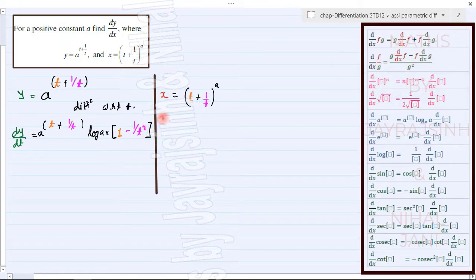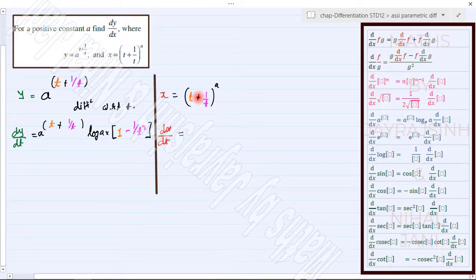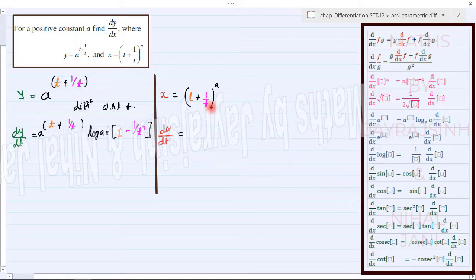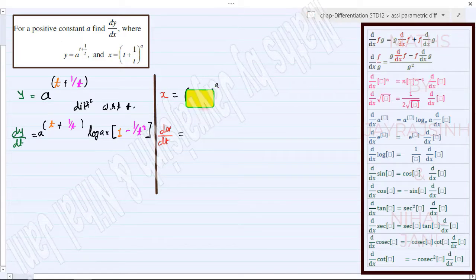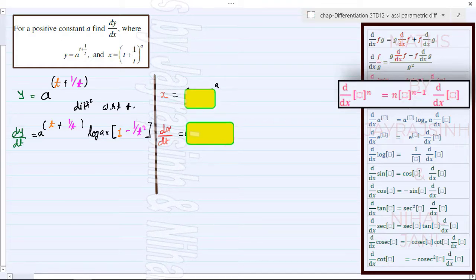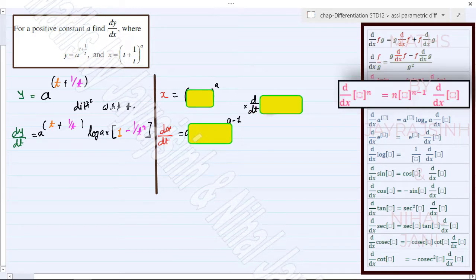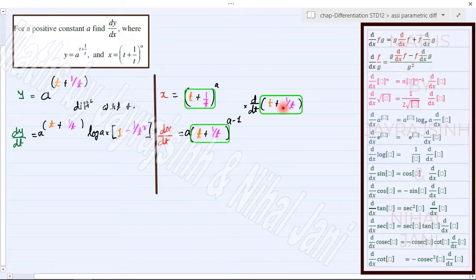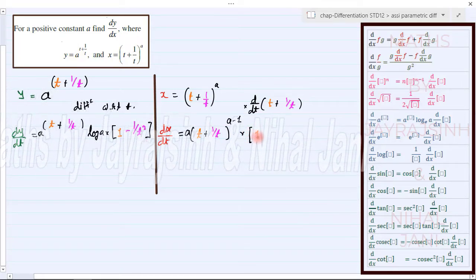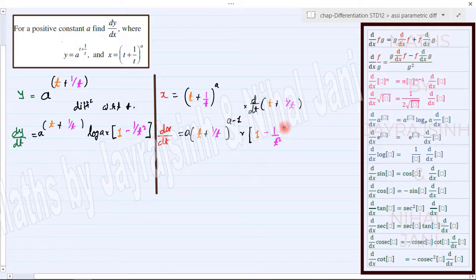And from the equation of x, we will get dx by dt is equal to, on the right hand side, whole raised to a is your outer function. So let's consider a box around the t plus 1 by t. So differentiation of box raised to a will be a box raised to a minus 1 into d by dt of box. Within the box we have t plus 1 by t. So we just have to multiply differentiation of t, which is 1, and differentiation of 1 by t, which is minus 1 upon t square.